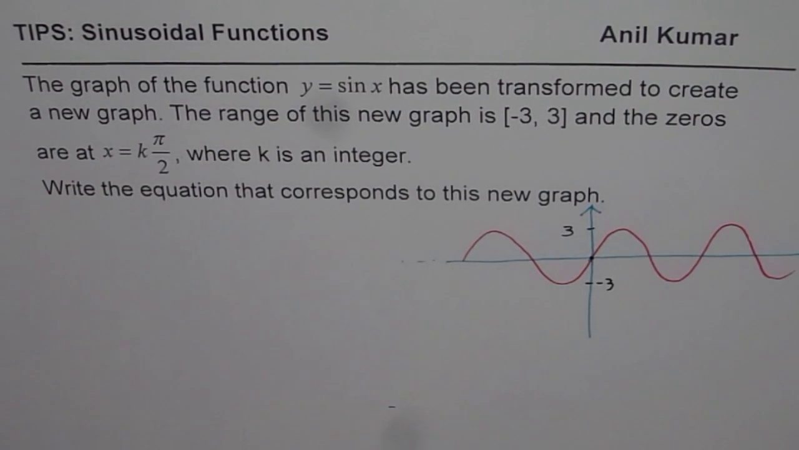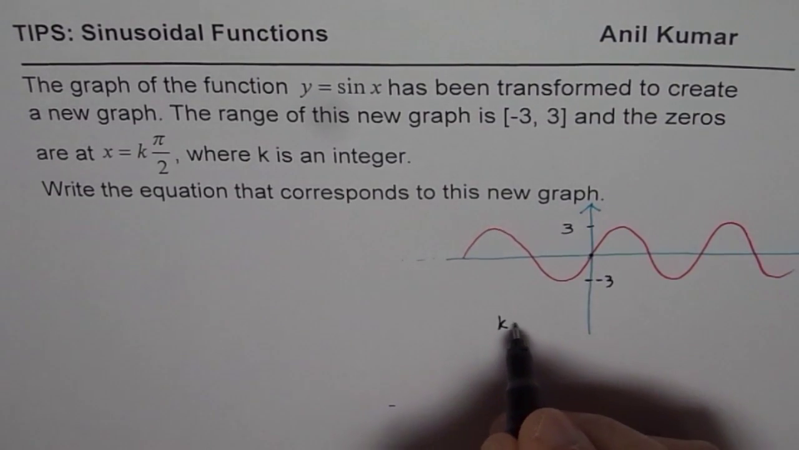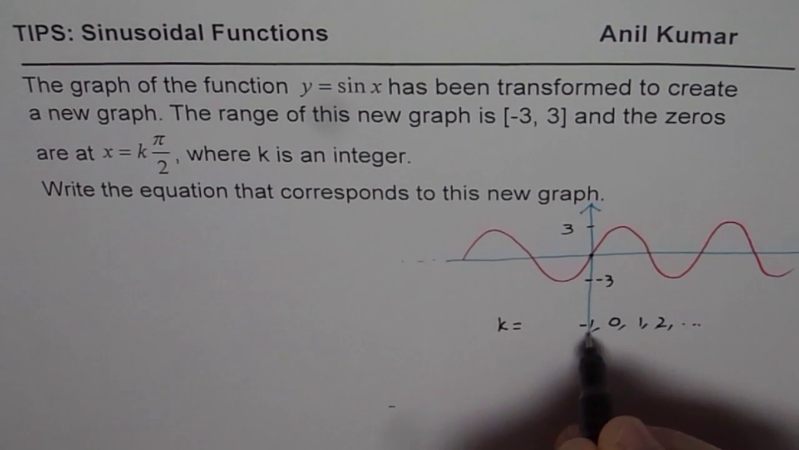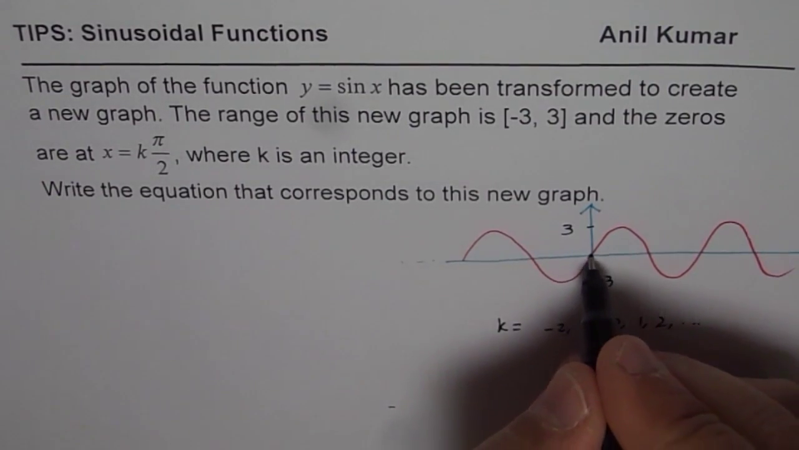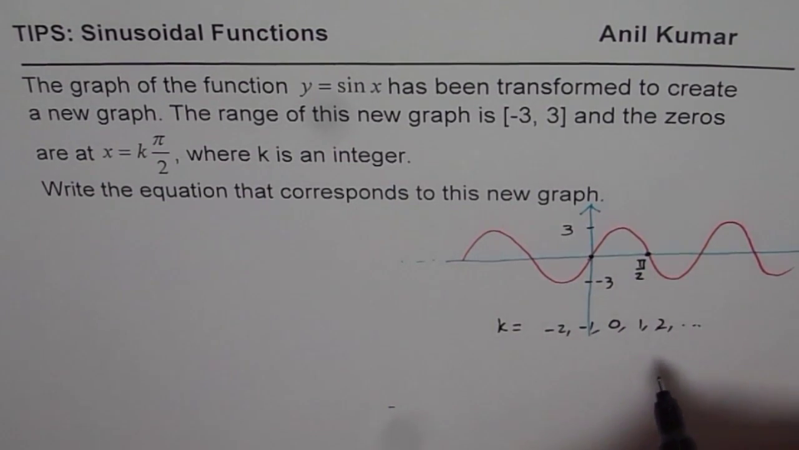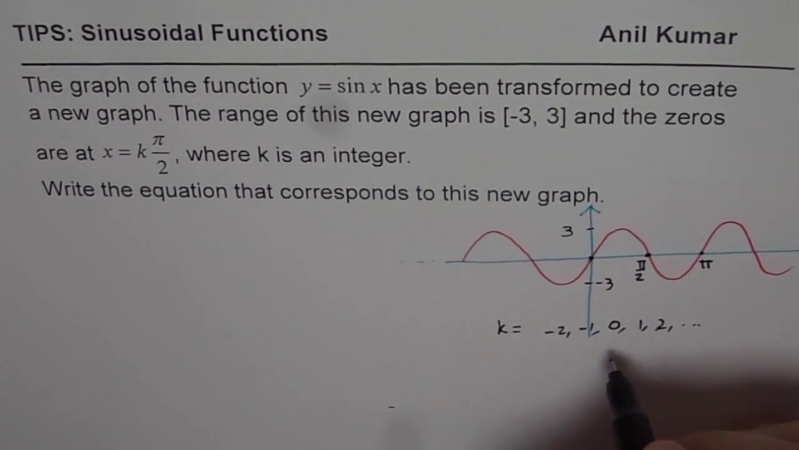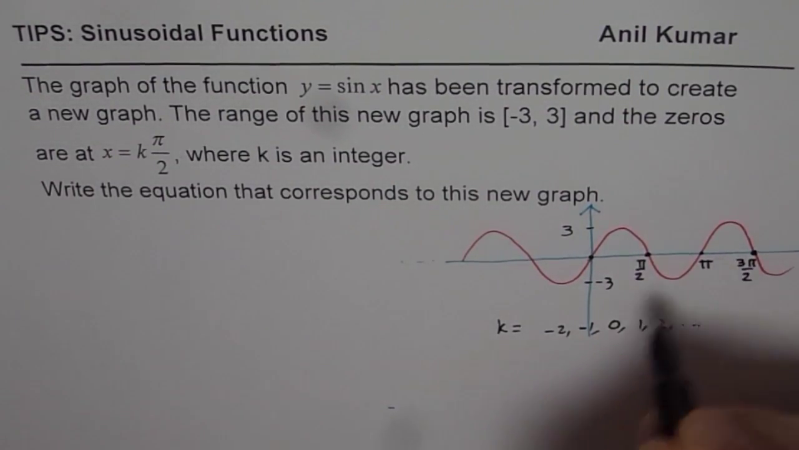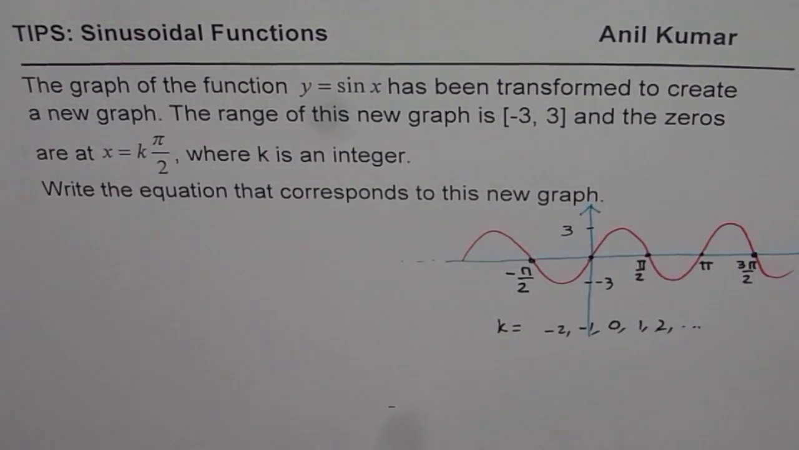K could be integers. Now, what does that mean? Integers means k could have values like 0, 1, 2, and also like -1, -2. So if I substitute 0, I do get a 0 at 0. The next 0 will be at k equals 1, which will be at pi by 2. And then the 0 at k equals 2 will be at pi. The third will be, if I write 3, at 3 pi by 2, and so on. Next, this 0 is at minus pi by 2. You get the idea. So that is how your graph is.